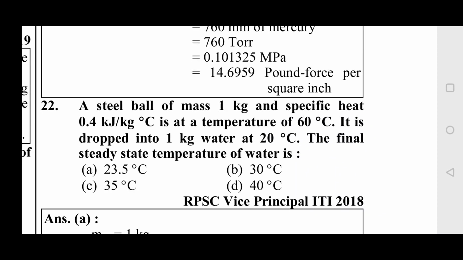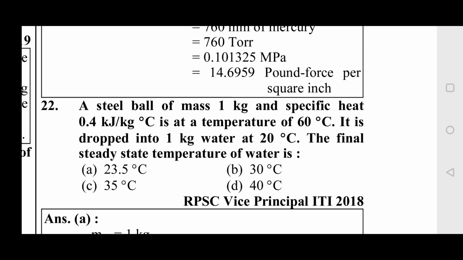Okay, next question. A steel ball of mass 1 kg and specific heat 0.4 kilojoules per kg Kelvin at a temperature of 60 degrees. This is the initial condition. It is dropped into 1 kg of water at 20 degrees centigrade. What is the final steady state temperature of the water? The ball temperature is higher than the water, so the heat transfers from the ball to the water. This is the main condition.